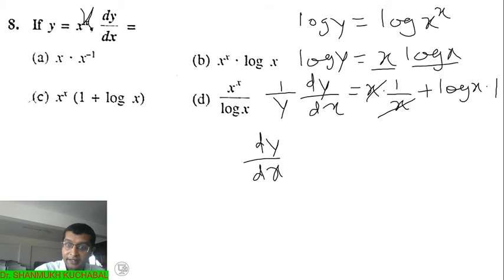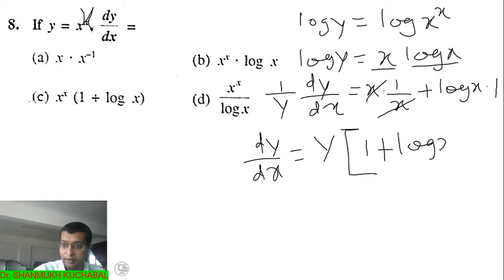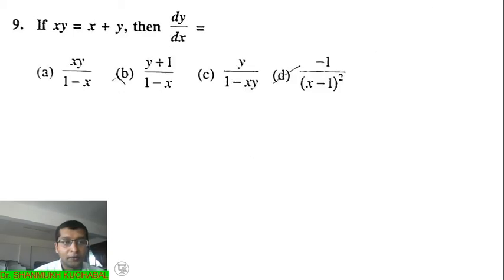So dy by dx equal to y; we transpose it, so we get y multiplied by 1 plus log x. So the y value is x raised to x. So option C is the right answer. So next we will move to example number 9.